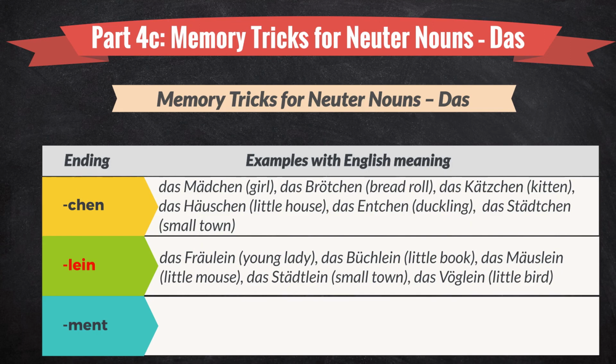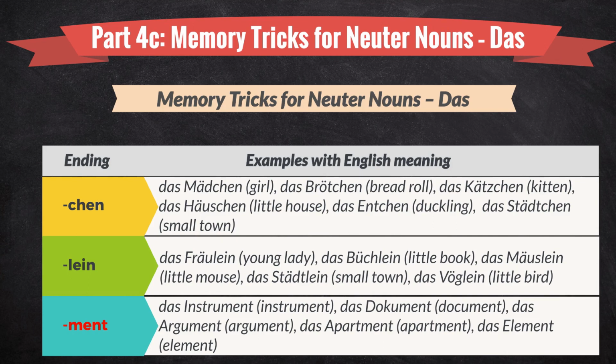Neuter nouns also commonly end with -ment. Examples are das Instrument, meaning instrument, das Dokument, meaning document, and das Argument, meaning argument. Other nouns with this ending are das Apartment, which means apartment, and das Element, meaning element. These endings generally tell you the noun is neuter, but as always, it is safest to learn the article with the noun. Say, das Mädchen, not just Mädchen.